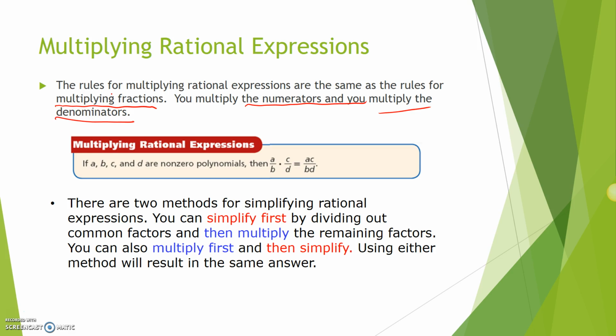So this example shows what takes place when multiplying rational expressions. You might have a over b times c over d, and you just multiply across: a times c over b times d. There are different methods for simplifying rational expressions. You can simplify first by dividing out common factors and then multiply the remaining factors, or you can multiply first and then simplify.